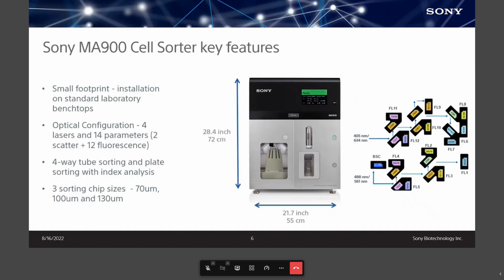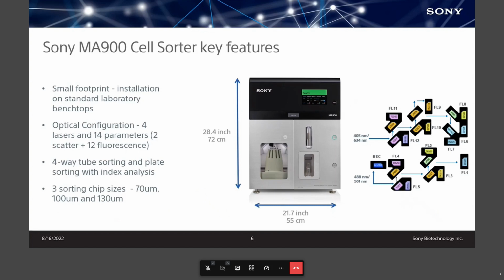So the MA900 cell sorter was introduced about 3 years ago with this multi-user, multi-application environment in mind, right? So it has a very small footprint. Installation on standard laboratory benchtops is typical. Has an optical configuration of up to four lasers and 14 parameters, so two scatter, forward scatter and back scatter, plus 12 fluorescence parameters. And it's capable of four-way tube sorting and plate sorting up to 384 well plates with index analysis built in as well. And finally, up to 3 sorting chip sizes. And we'll talk about the sort chips in a moment.